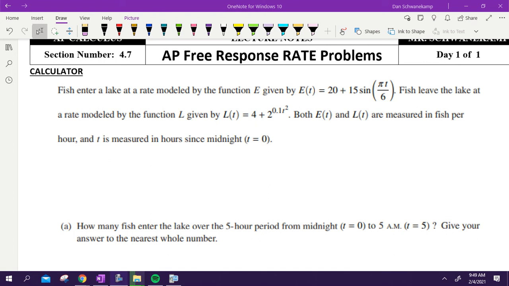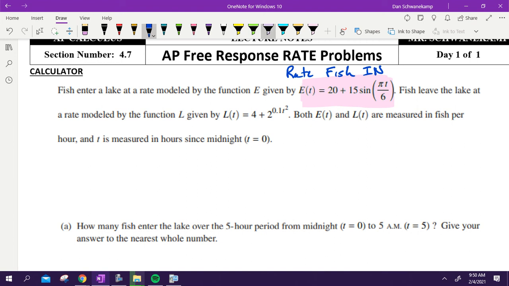Okay, so fish enter the lake. We get E of t first. What does E of t represent in this problem? The rate they enter is a great description. Tell me if it's an amount or a rate. It is a rate. Okay, the rate that what enters? The rate fish in. It is the fish in rate. The rate of fish entering the lake. It's important because I often call these rate in, rate out questions.